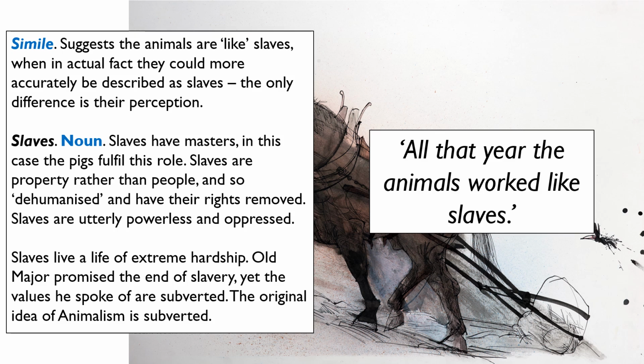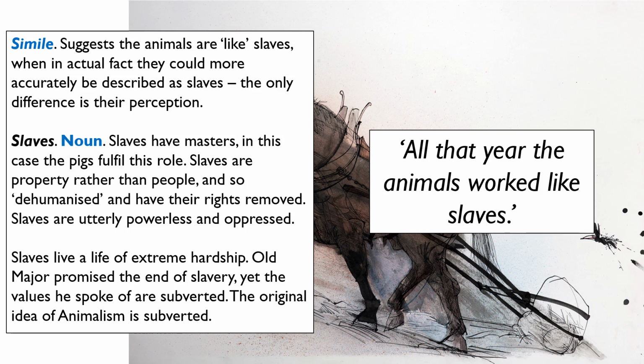So it suggests that they are like slaves. They're not really slaves, they're just a bit like slaves. But in actual fact, if you look at what's going on in the farm, if you look at the way they're having to work, it would probably be more accurate just to describe them as being slaves. So this is all about perception and how they don't think they're really slaves, but they probably are.